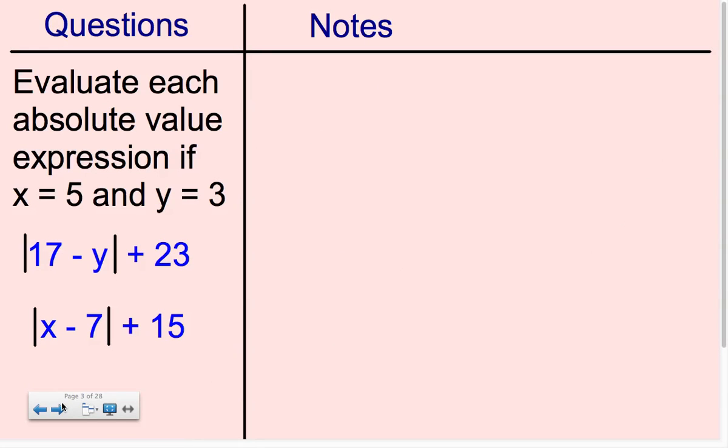Evaluate each absolute value expression if x equals 5 and y equals 3. So first I'm going to replace y with 3. And absolute value lines, if you don't make them bigger than your numbers, can look like 1. So I'm actually going to change colors for my absolute value lines from red to black.